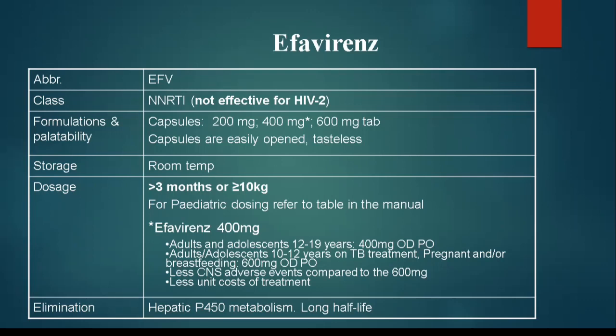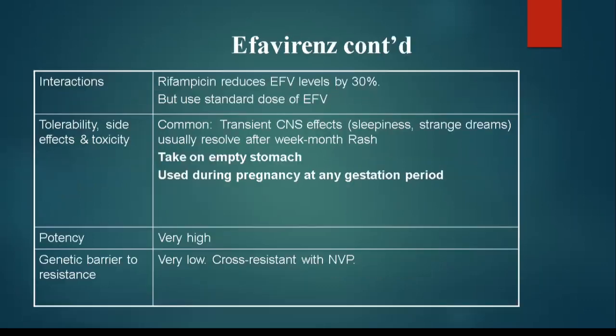And then on elimination, we're saying it has a strong half-life. Therefore, it has hepatic P450 metabolism, which is now just talking about a strong half-life. Therefore, it cannot be eliminated as fast from the body. So still on the same drug, we're saying it has an interaction with rifampicin, which is a drug for TB treatment.